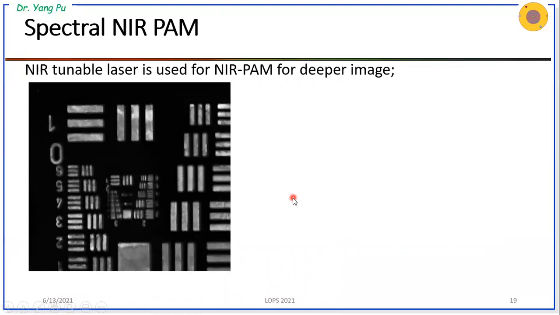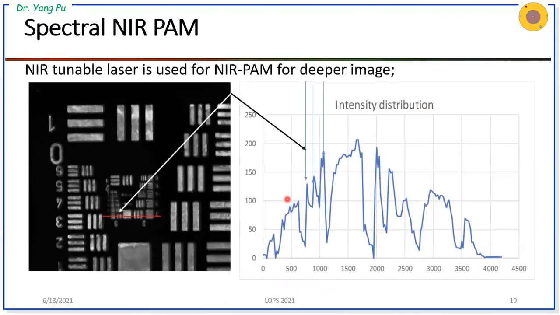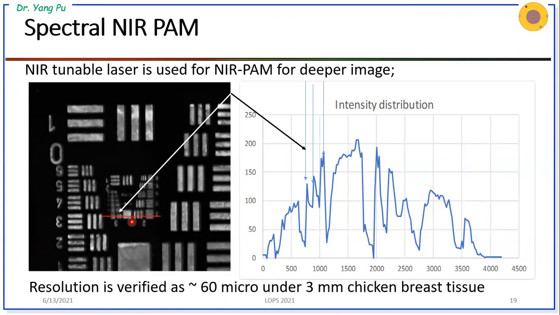To image deep in tissue with PA, we need enhancement by contrast agents and extended laser wavelengths in the near infrared. We use a Ti:sapphire laser, which is tunable from 700 to 900 nanometers, as our excitation source. We verify our system by imaging a USAF resolution target under 3 millimeter chicken breast tissue. The element one of group 3 can be distinguished clearly, which means our system has approximately 60 micron resolution at 3 millimeter depth.